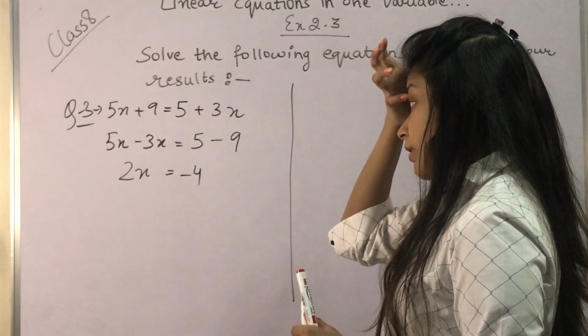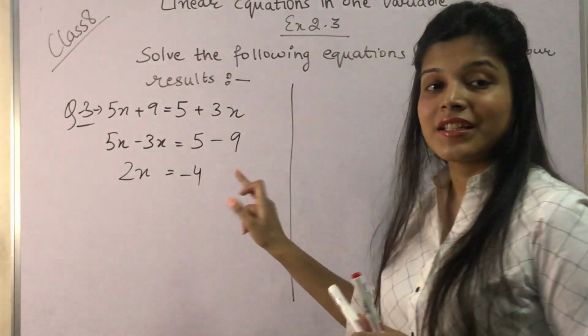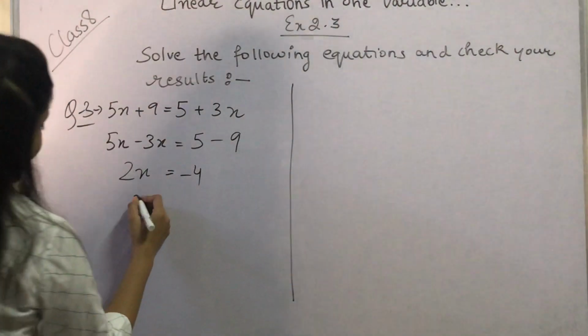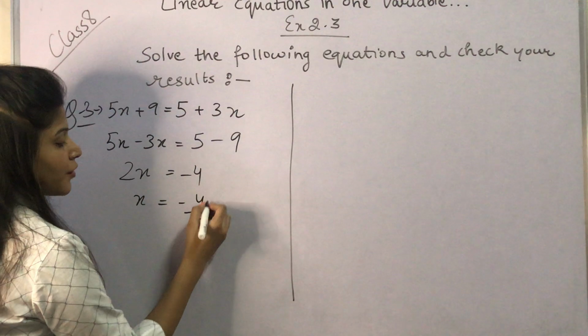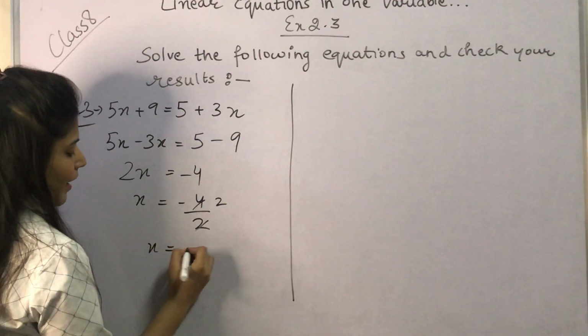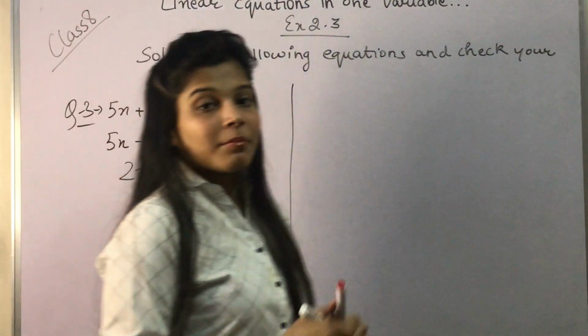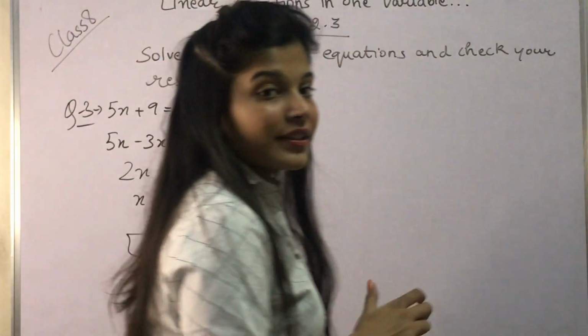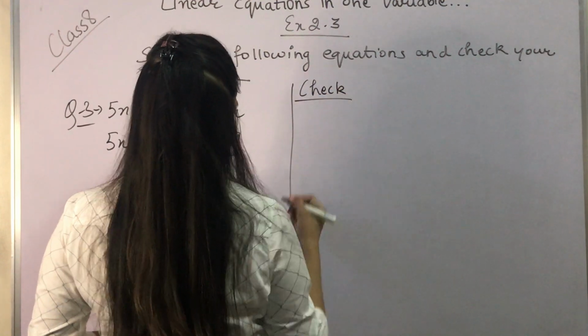Okay. Now for the value of x, 2 will be divided. So x equals to minus 4 upon 2, and 2 2s are 4. So value of x is nothing but minus 2. But right now this is not the solution. We have to check also whether our answer is right or not.